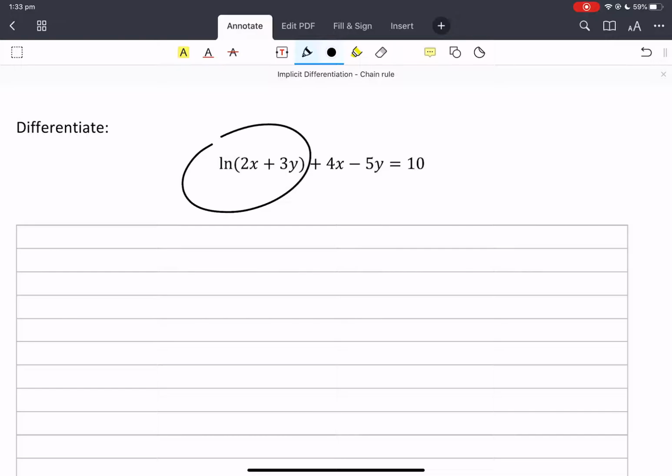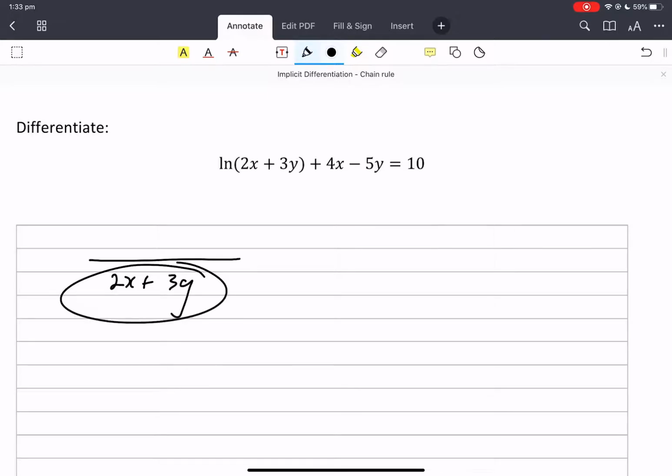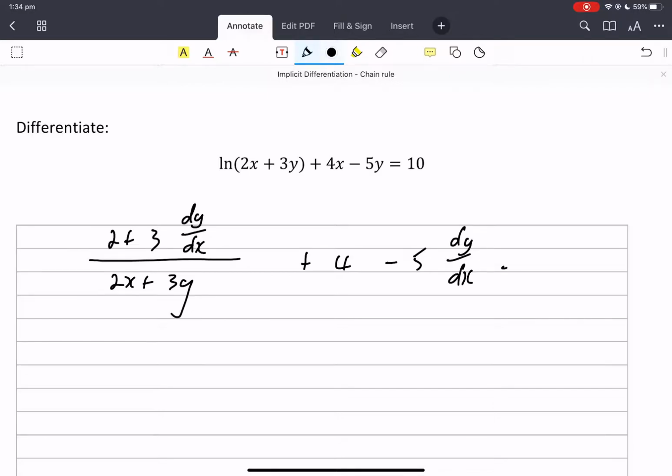We've been differentiating logs for a while now, so we just know through the chain rule we're going to have 2x plus 3y on the bottom, and the derivative of that is going to go on the top, which is going to be 2 plus 3 dy/dx plus 4 dy/dx. Okay.